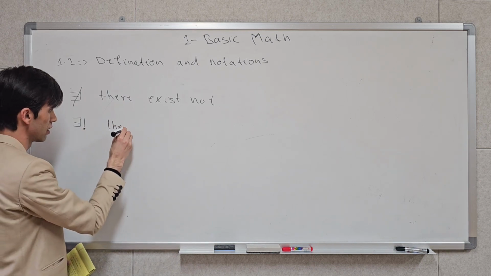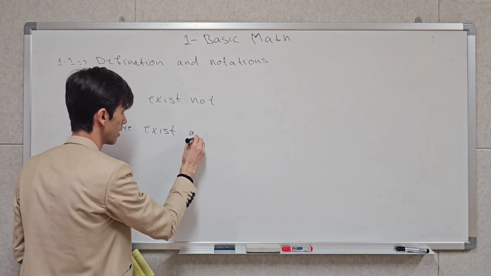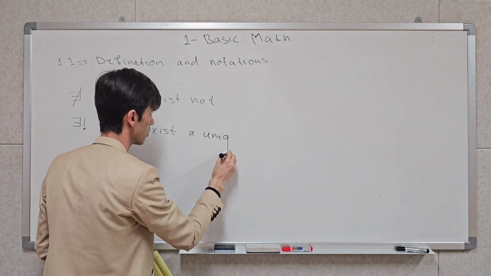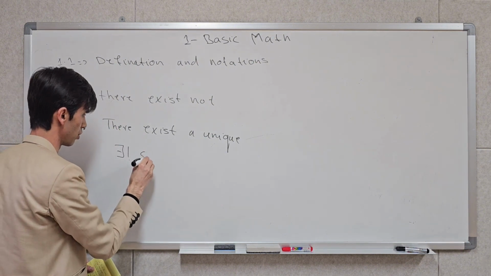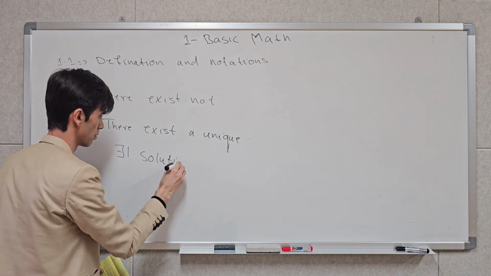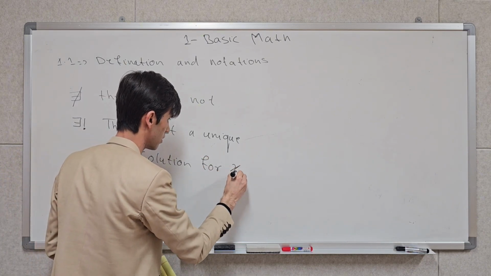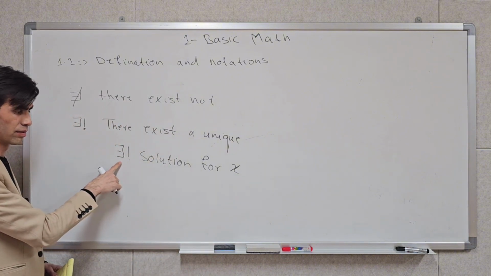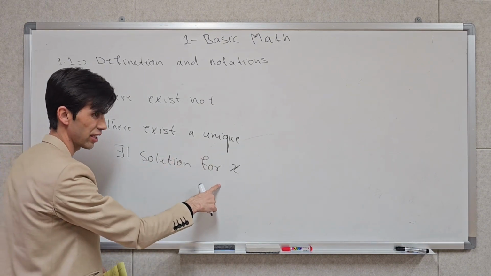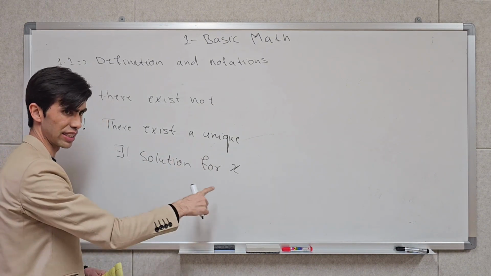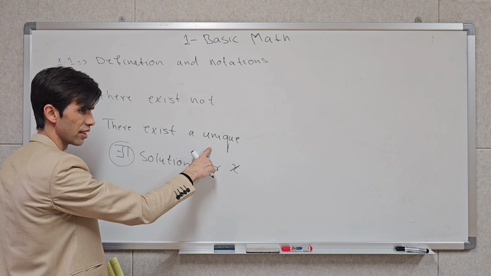Another notation that we use, this one, means there exists a unique. For example, when we say there exists a unique solution for our x. There exists a unique number. There exists a unique set. There exists a unique strategy. But this one means there exists a unique.